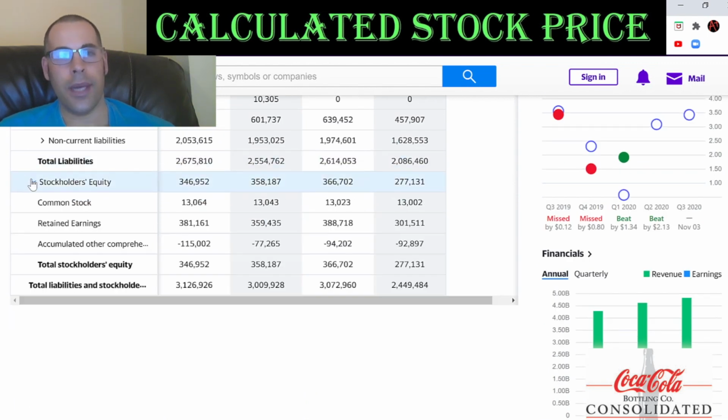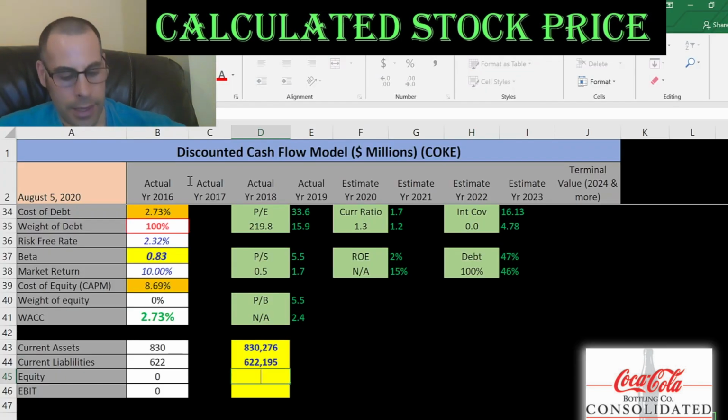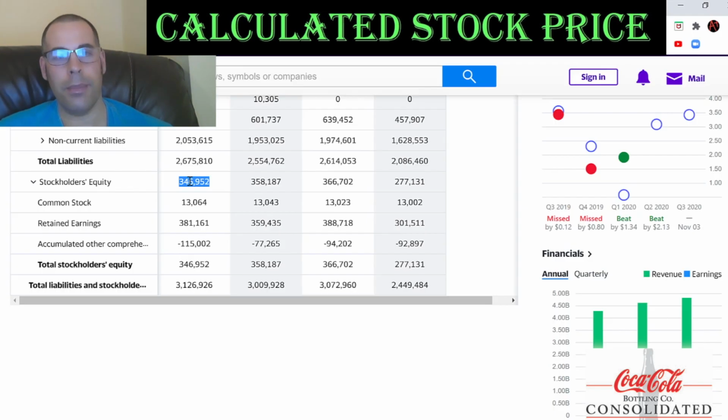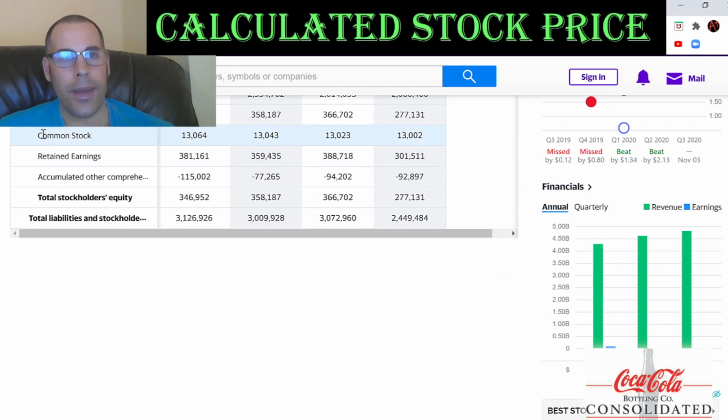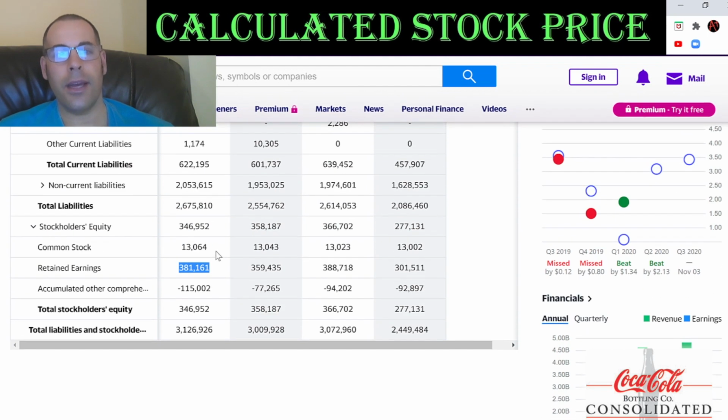Let's look at the stockholders' equity. $347 million of stockholders' equity. That's total assets minus total liabilities. And that's broken down into common stock of $13 million, retained earnings of $381 million. So that's good. They have positive retained earnings. Retained earnings is if you sum all the prior year's net income minus all the prior year's dividends. So they're operating profitably. Accumulated other comprehensive income of negative $115 million.